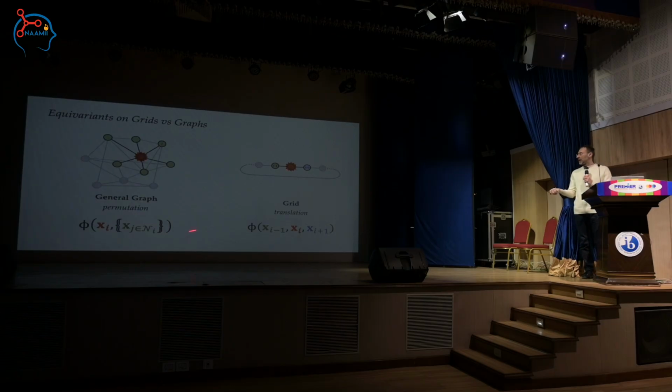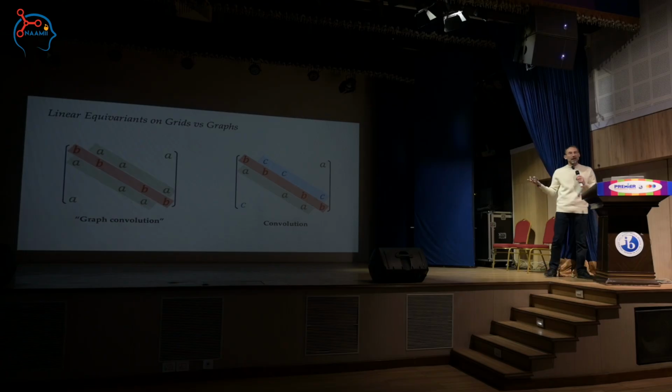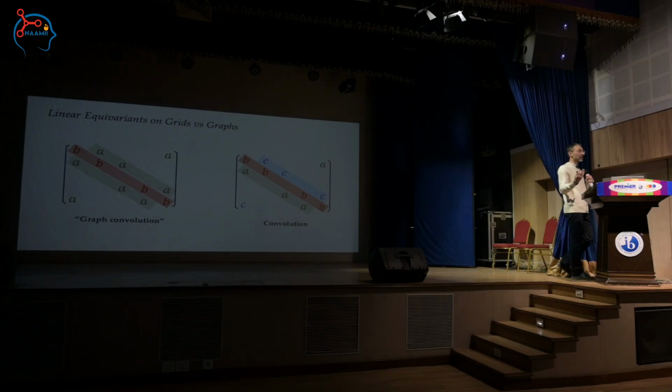If I write it as a linear aggregation, here I can only distinguish between myself and not myself, my neighborhood. Here I can distinguish between individual neighbors. If I write it as a matrix, this is how the graph convolution looks, and this is how the standard grid convolution looks. You see that here we have only 2 degrees of freedom, and here we have more degrees of freedom, up to n. So this is important. Grids are graphs, but they have more structure, and therefore we can have more expressive functions.